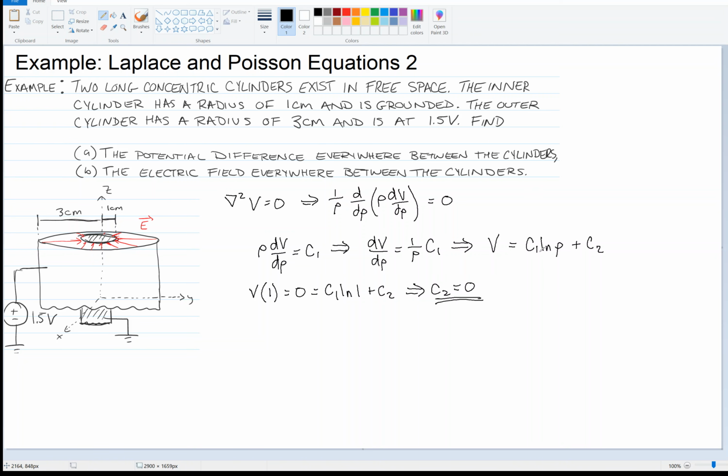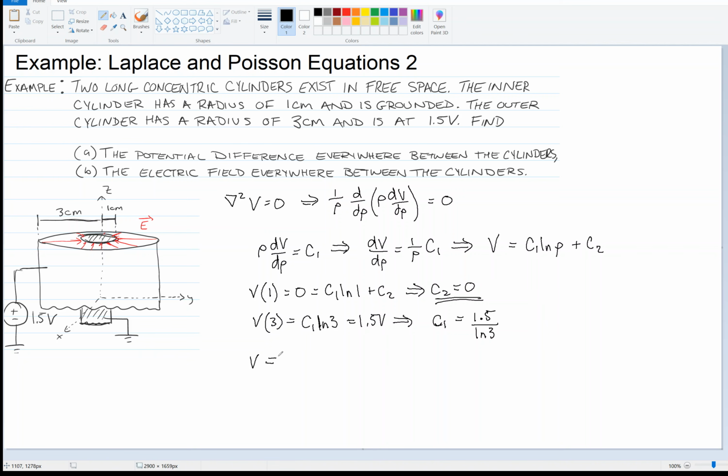So we're closer in specifying our solution. We've got C2. Let's apply the other boundary condition. When I plug in 3 for rho, I have C1 times the natural log of 3 plus C2. C2 is 0, we just found out, and that must be 1.5 volts. Solving for C1, I learn that C1 is 1.5 divided by the natural log of 3.